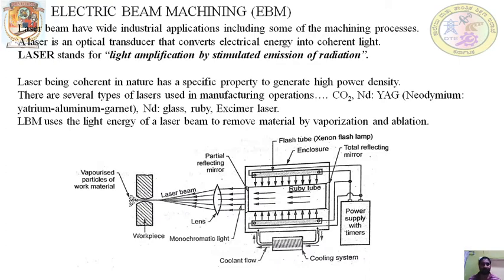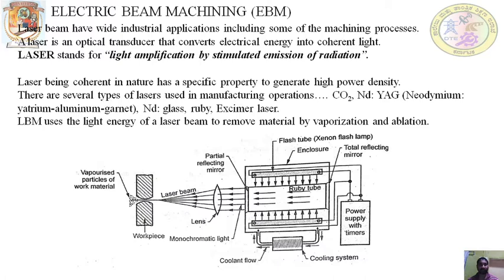The ruby crystal, or optical transducer, is used for producing the laser light. The laser, being coherent in nature, has the specific property of generating high power density, which is higher than other light sources. There are several types of lasers used in manufacturing operations: carbon dioxide, Nd:YAG, Nd:glass, ruby, and excimer laser.